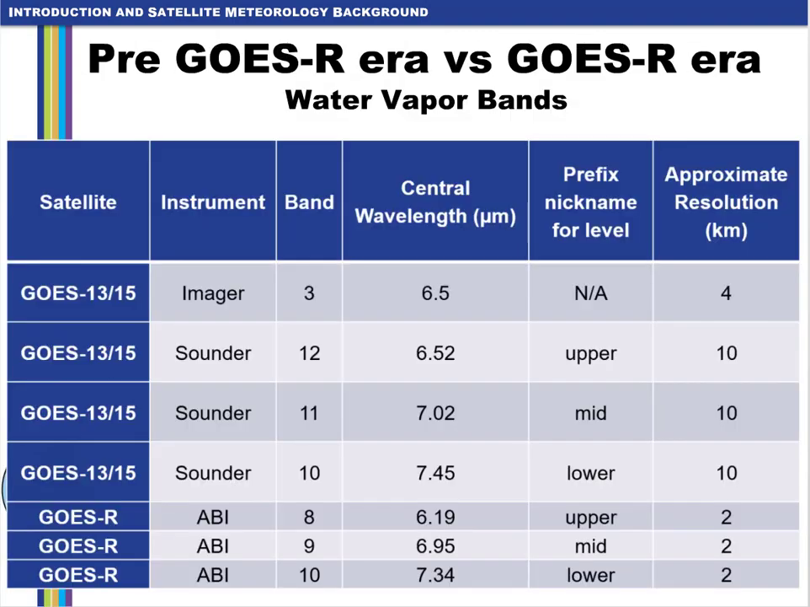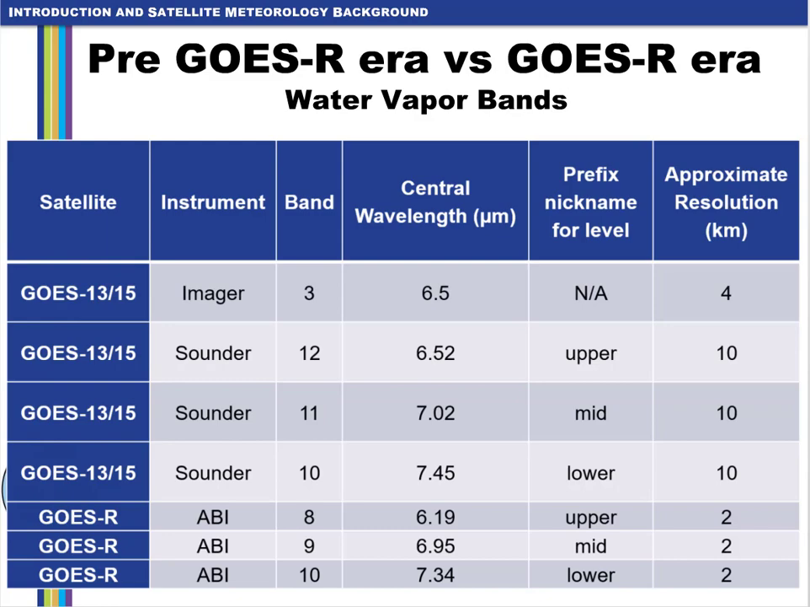This slide compares water vapor bands from the pre-GOES-R era to that of the GOES-R era. The water vapor band on the Imager instrument for the pre-GOES-R satellites is centered at 6.5 microns, with a resolution at nadir of 4 kilometers. The sounder instrument on the pre-GOES-R era satellites has 3 water vapor bands as shown here. However, the resolution is only about 10 kilometers.